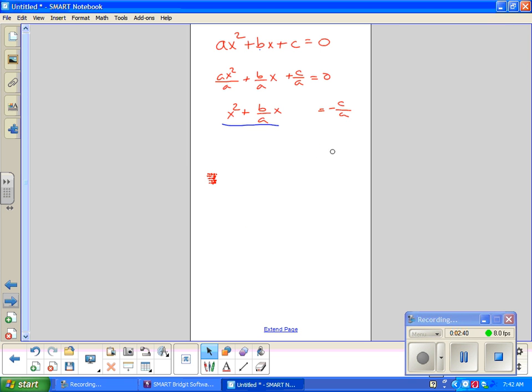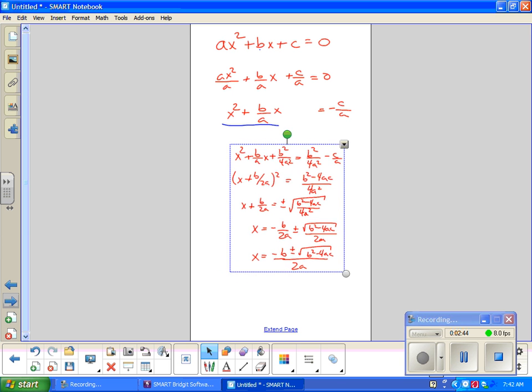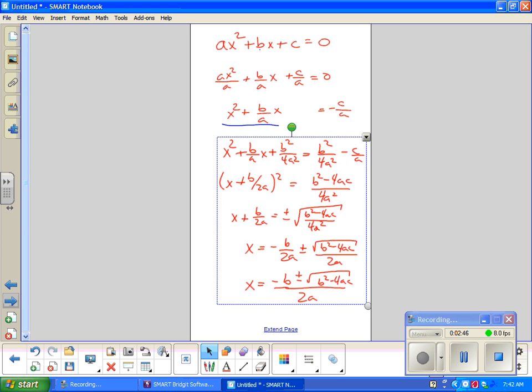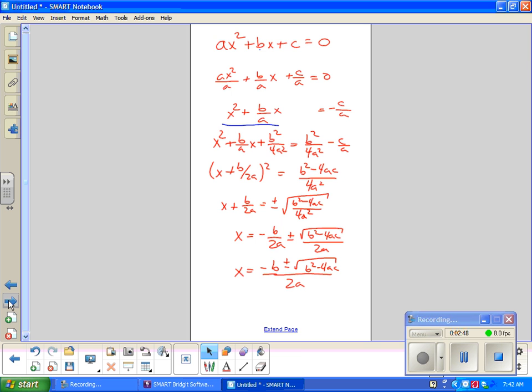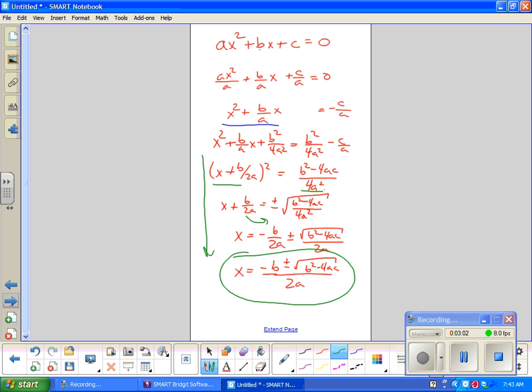So I erase all that, and I blow it all up, and I add b squared over 4a squared to both sides. And then I plug and chug with completing the square all the way through here. Taking the square root of both sides here, and then moving over the b over 2a. And in the end, what I get is this formula. This is the quadratic formula based on this equation.